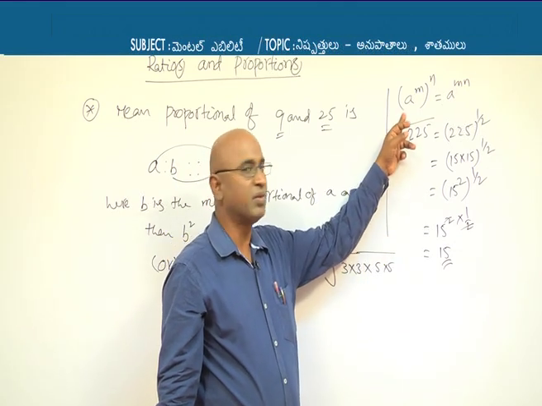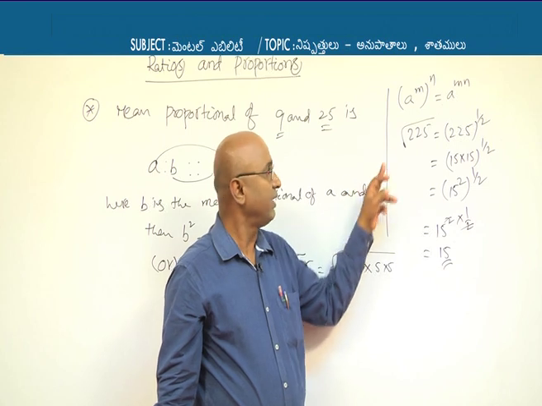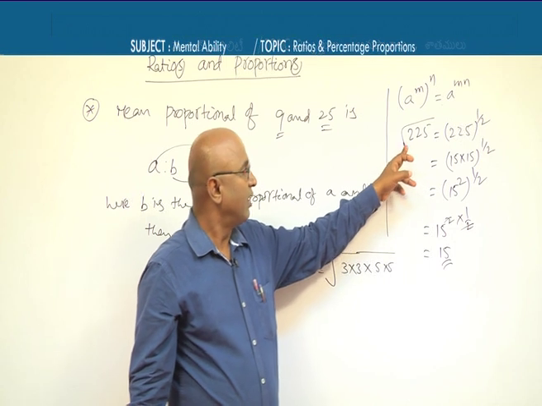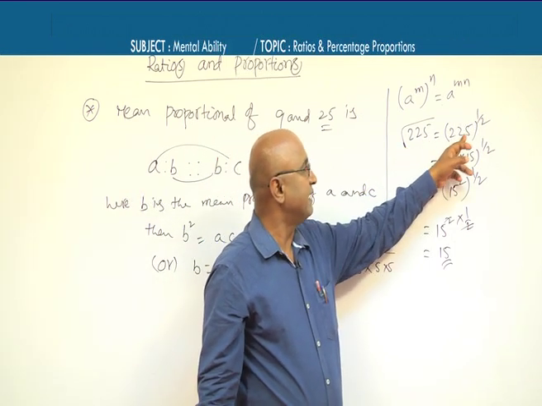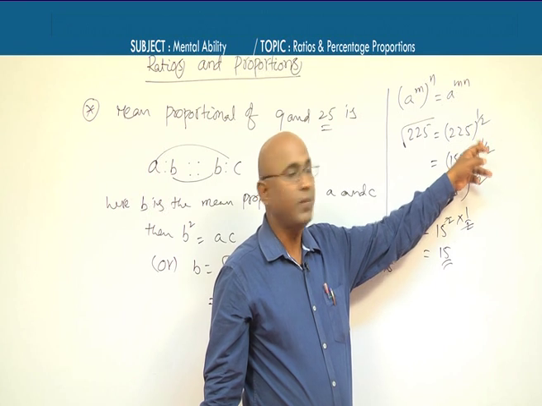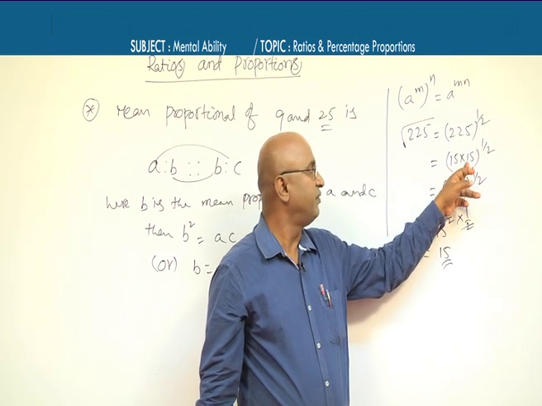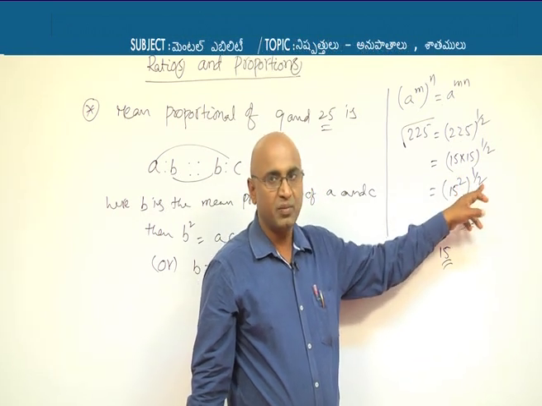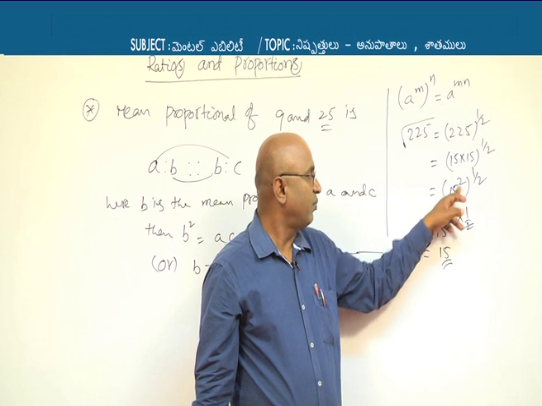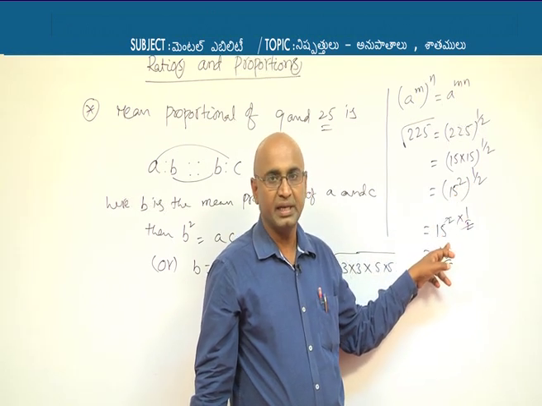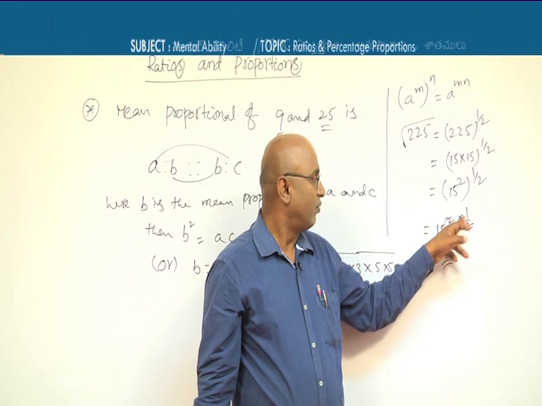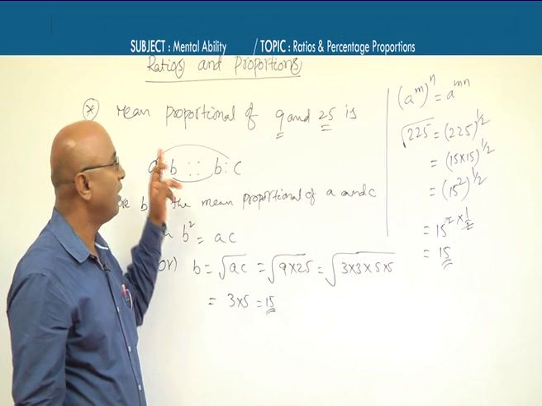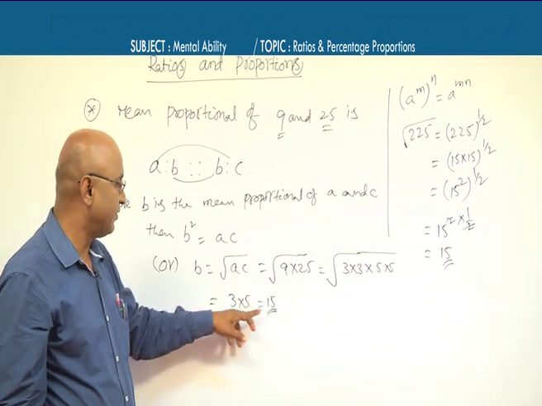A to the power of m whole to the power of n is equal to a to the power of mn. And the product of 9 and 25 is 225. It is under the square root. When it is under the square root, that means 225 whole to the power of 1 by 2. And 225 can be written as 15 into 15, whole to the power of 1 by 2, and that is 15 square to the power of 1 by 2. Using the formula, 15 square into 1 by 2 will give you 15. So the mean proportional of 9 and 25 is 15.